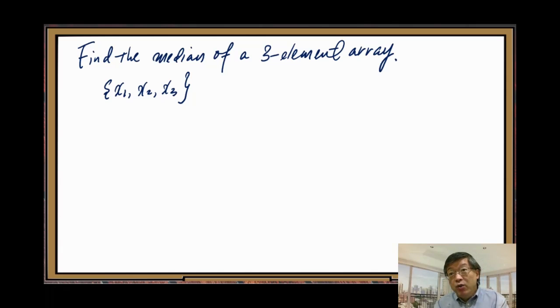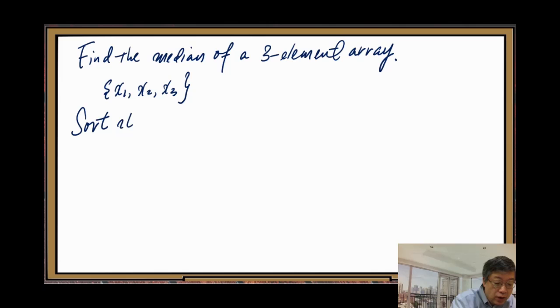The worst thing, the slowest thing we can do, is sort the array first. Then we just pick the median easily, right? First, let's look at if we sort it. How many comparisons do we need if we just sort it?